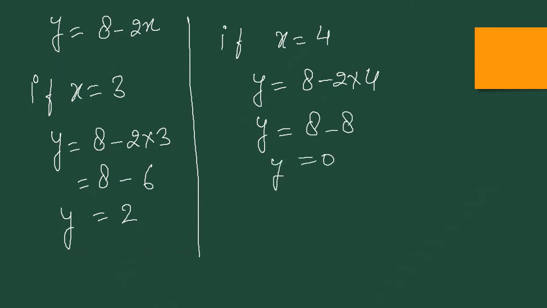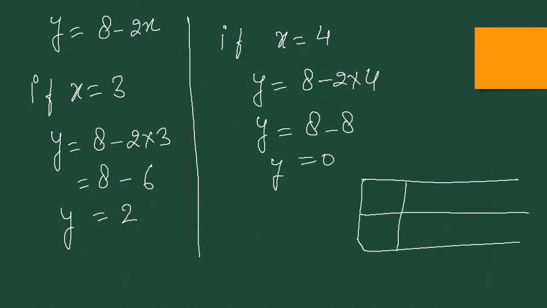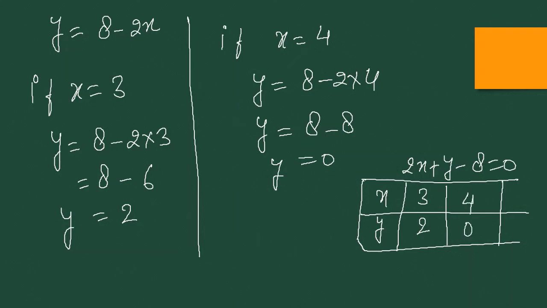So for this equation I am making the table. Here also I am taking only 2 values, and the equation is 2x plus y minus 8 equal to 0. So the values are 3 and 2, the same, and 4 and 0. For these values we'll plot the graph.